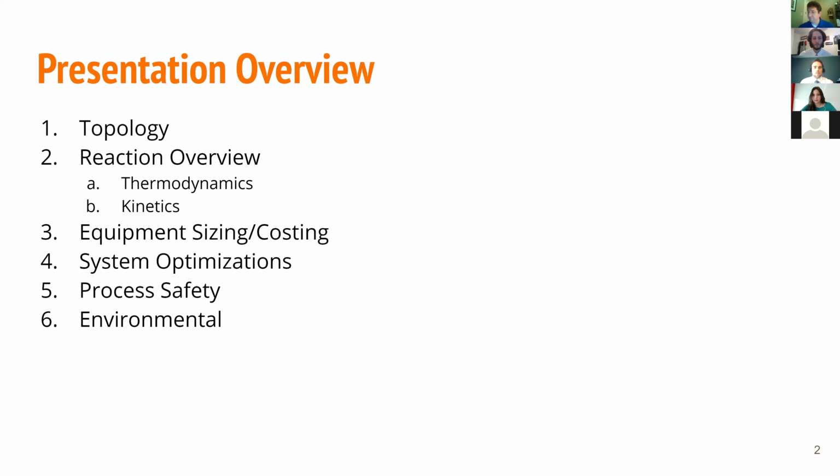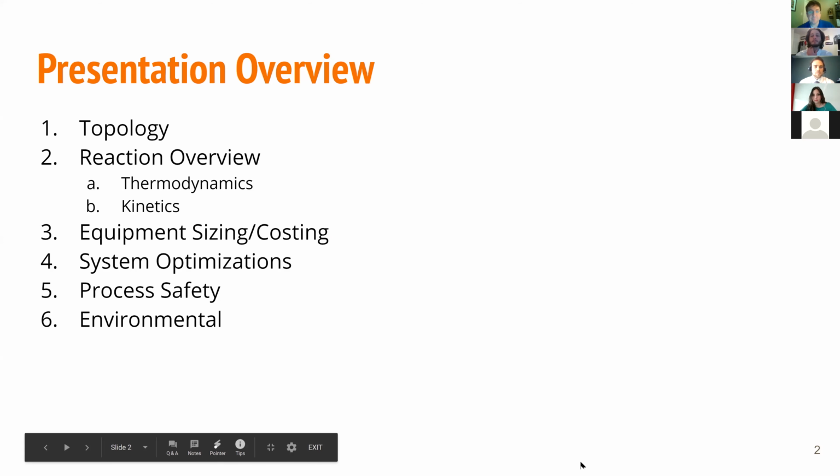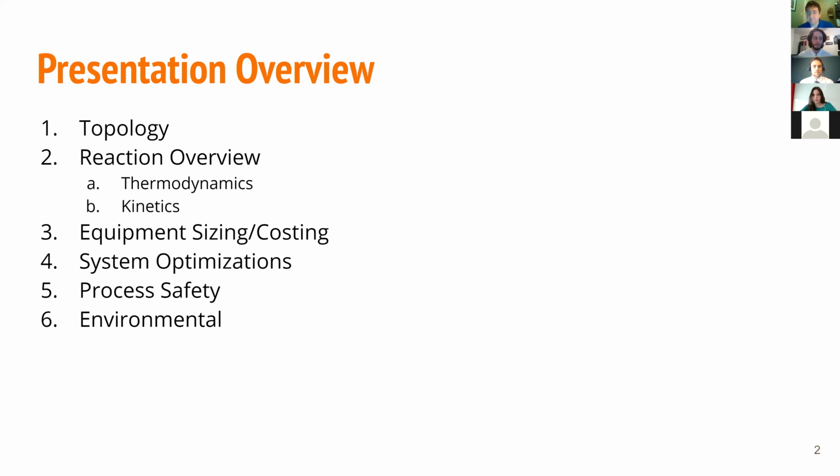Then we will speak about the more important pieces of our equipment sizing and costing methods. Then I will get into the systems optimizations that we've made. Following that, we'll talk about the process safety aspects of our project. And lastly, we'll talk about some environmental considerations that we've made.